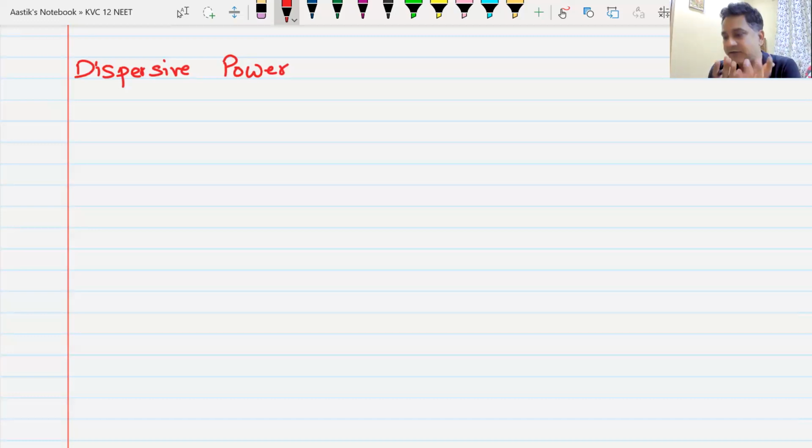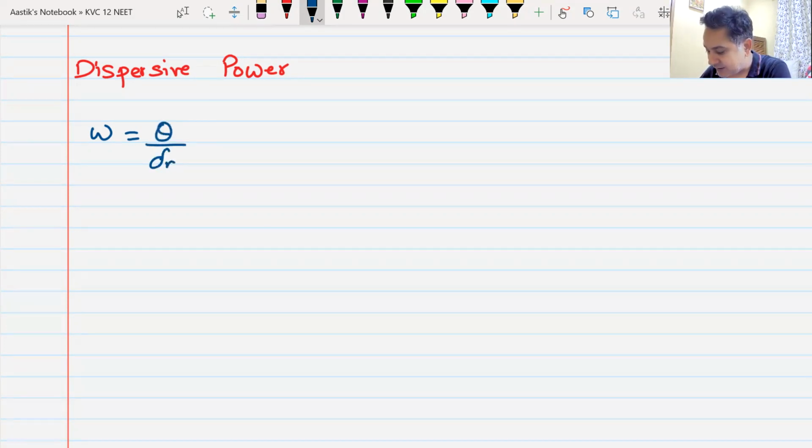Dispersive power. This dispersive power basically tells us how much a prism can cause the dispersion. And what is the formula for that dispersive power, anyone? It is written by the word omega, and it does not have a unit because it's a ratio. What is the formula for dispersive power? You don't know? Theta by delta mean. That is correct.